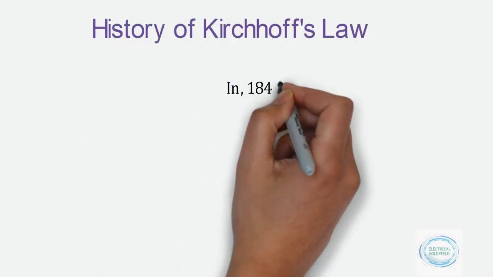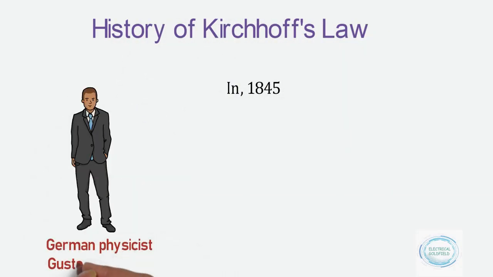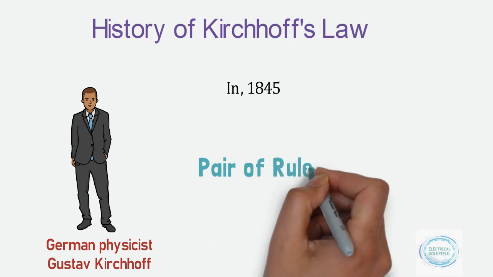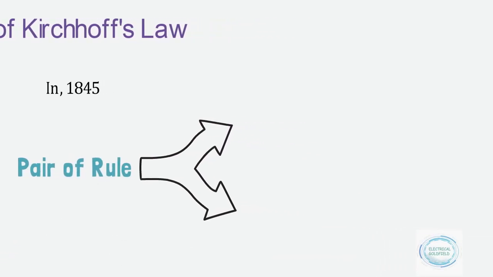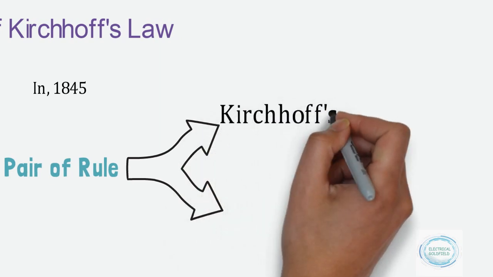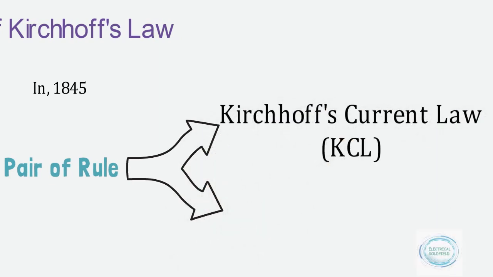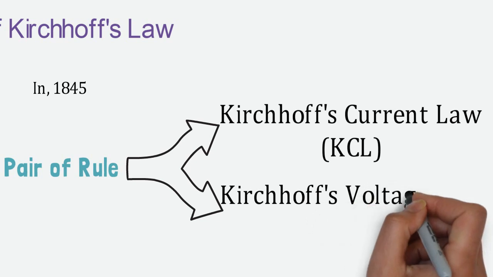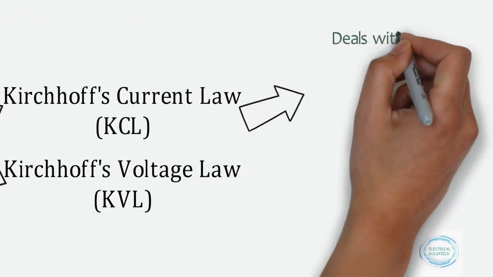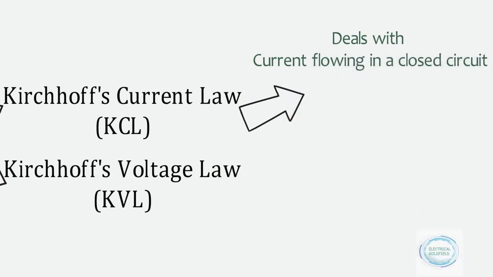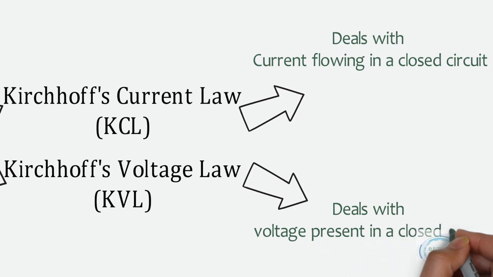In 1845, German physicist Kirchhoff had given a pair of rules, which are known as Kirchhoff's law. So, the first rule is the current rule, while the other one is the voltage rule. Basically, Kirchhoff's current law mainly deals with current flowing in a closed circuit, while the voltage rule deals with potential difference in a closed loop.